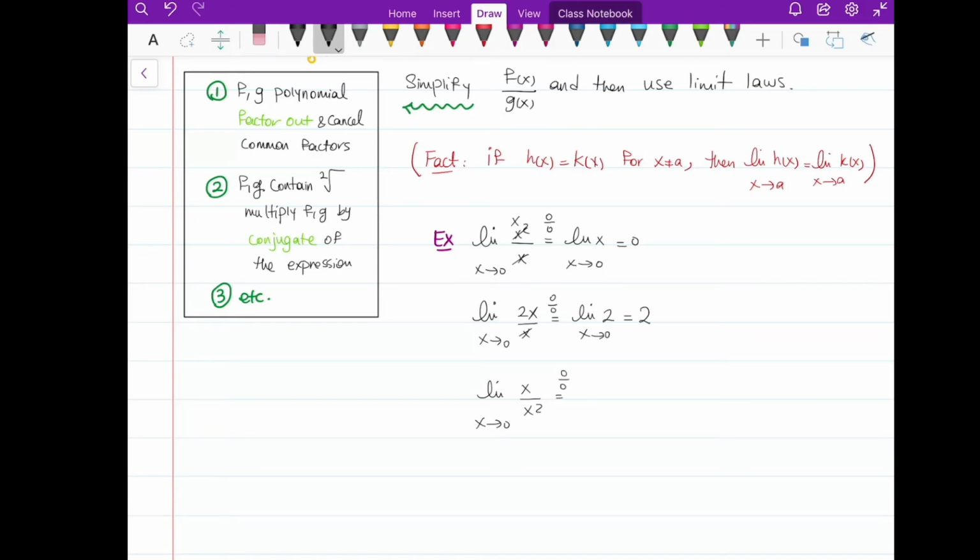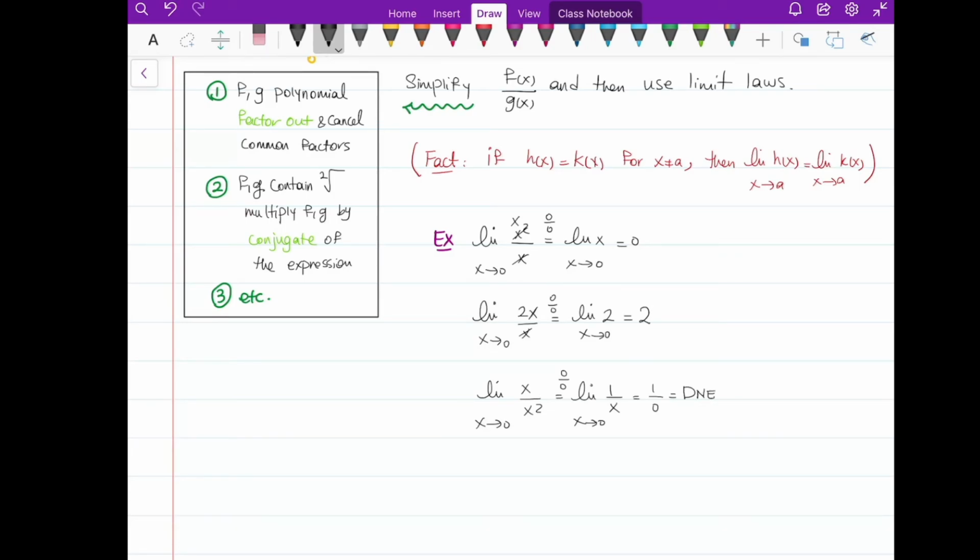Okay, then another example, x over x squared when x goes to 0. I get 0 over 0. Simplify that, I get the limit of 1 over x as x goes to 0. So this is 1 over 0, which is basically infinity. This limit does not exist. If x is getting to 0 from the right hand side, I get positive infinity, or from the left hand side, negative infinity. So this limit does not exist.